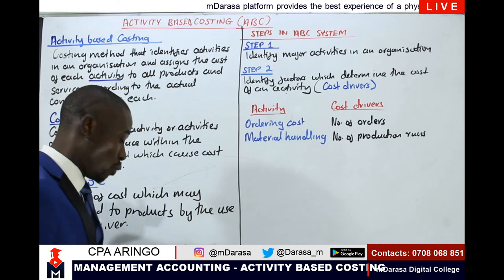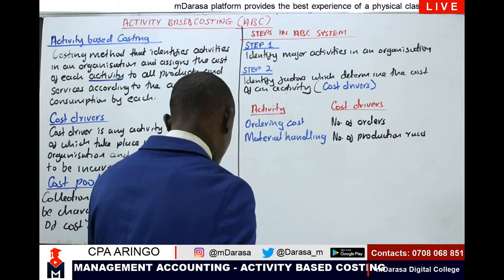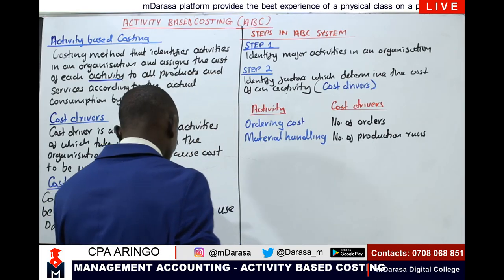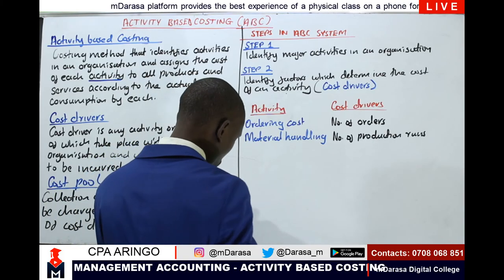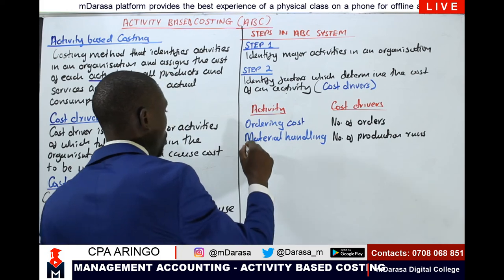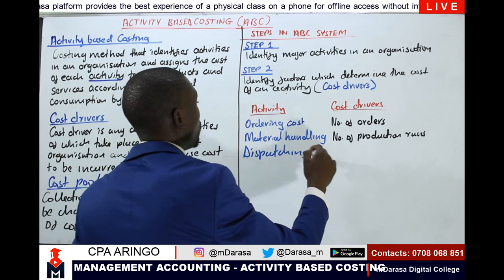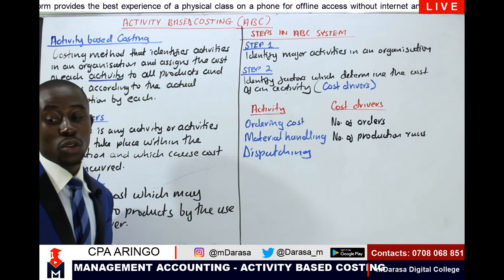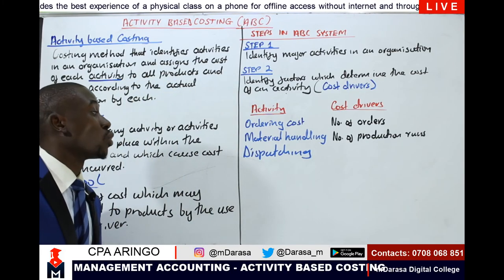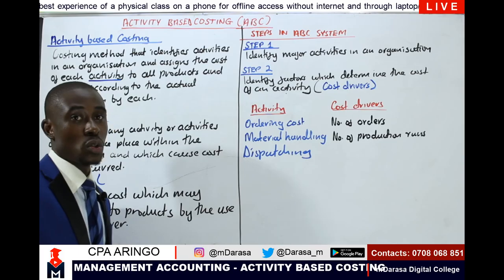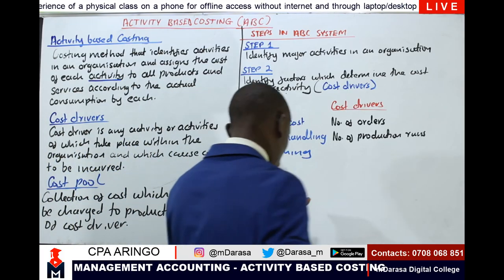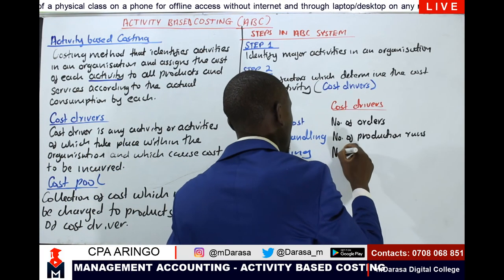Also, another case, maybe you can look at dispatching. Say, for example, I'm having dispatching here. This is an activity within the organization. What will lead us to have this cost? That will be a component of the number of dispatches.